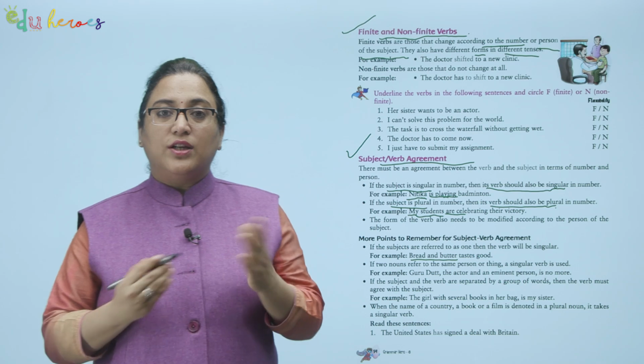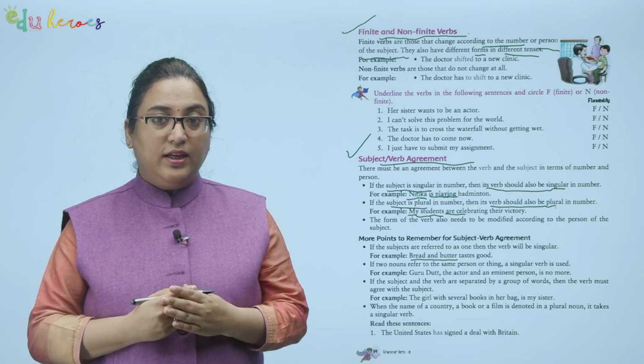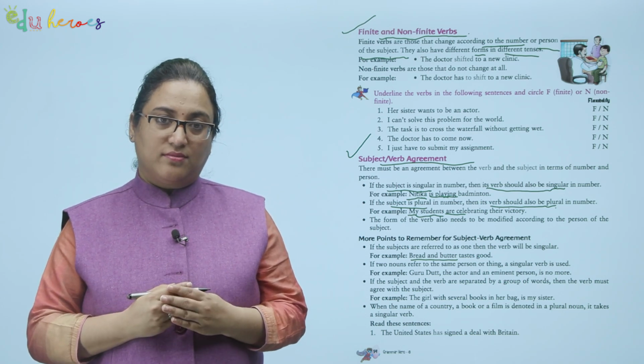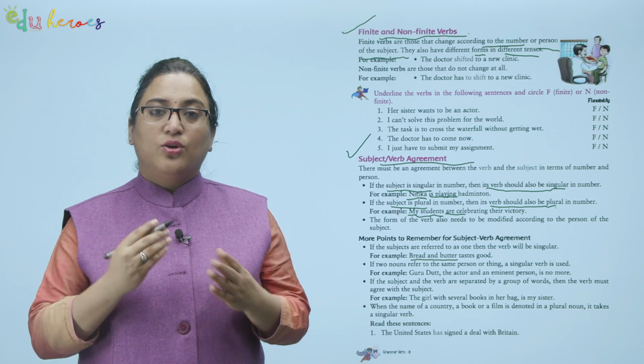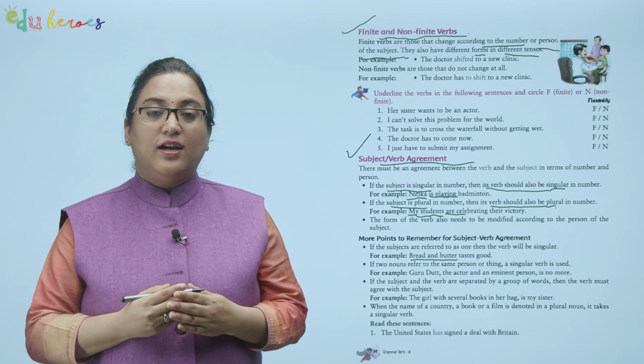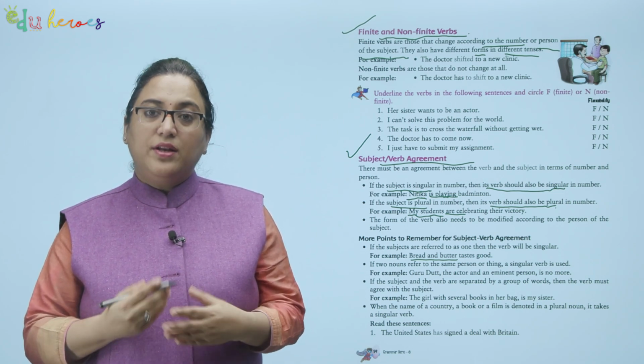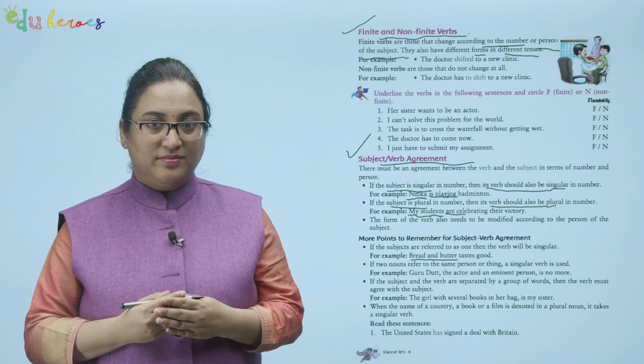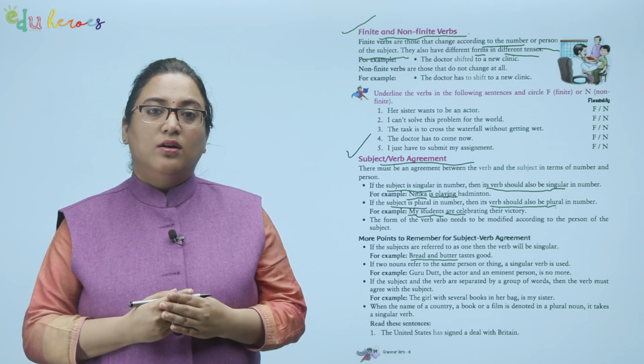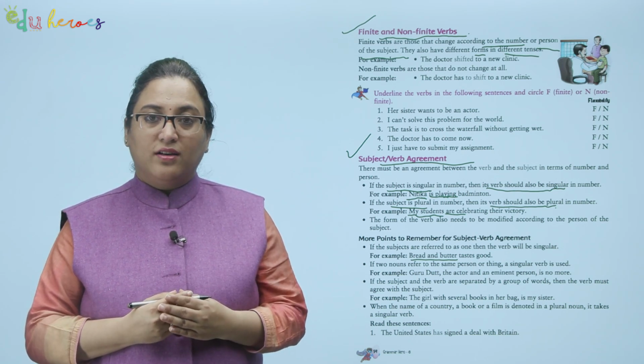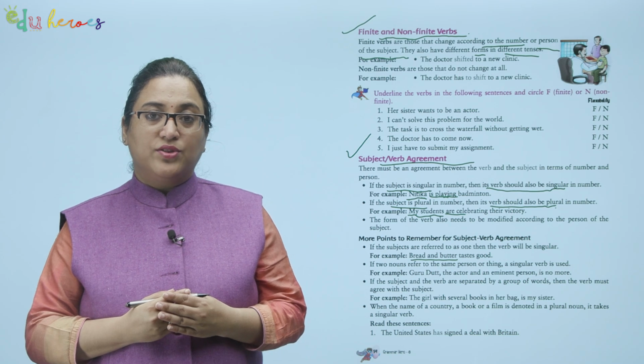But if two nouns refer to the same person or thing, a singular verb is used. For example, Guru Dutt, the actor, and an eminent person is no more. So here two references are there for the same thing. So the singular verb is used, which is.